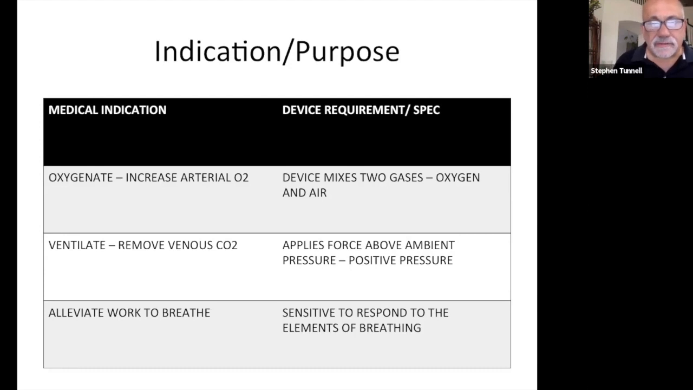Medical indication for mechanical ventilation. There are really three reasons why we put people on mechanical ventilators. The first is oxygenation. We want to increase their arterial oxygen, and we're unable to do it with what is described as low flow and high flow respiratory devices. These are masks, cannulas, and more disposable devices that can take higher flow rates and higher oxygen concentrations.